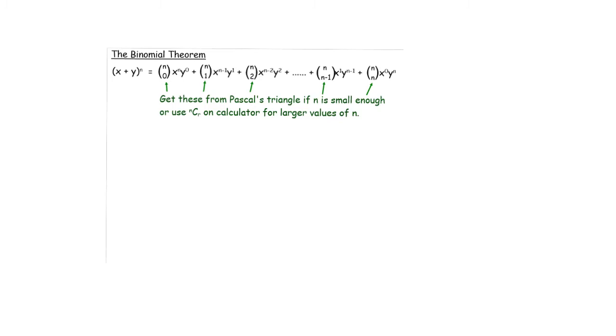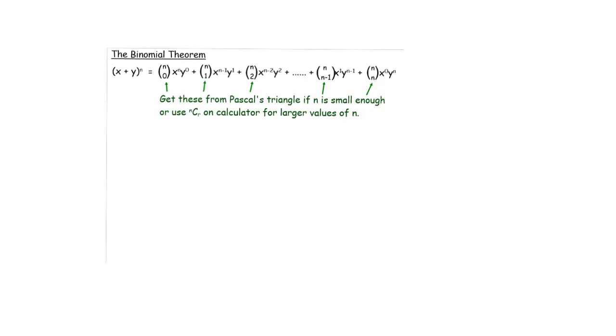It's up to you. So the binomial theorem is, if you have x plus y to the power of n, then the coefficients are n choose 0, n choose 1, n choose 2, right up to n choose n. The first term starts off to the power of n and decreases, n minus 1, n minus 2, dot, dot, dot. The second term starts off with 0 and increases right up to n here.